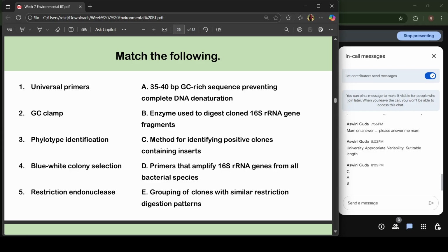The next one is also a match the following question. This also deals with DNA fingerprinting, tools in DNA fingerprinting and their corresponding explanations.